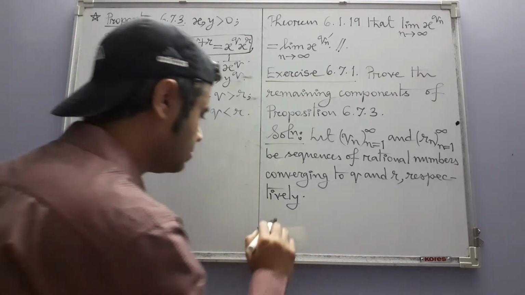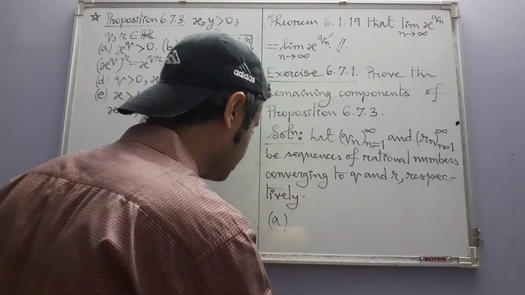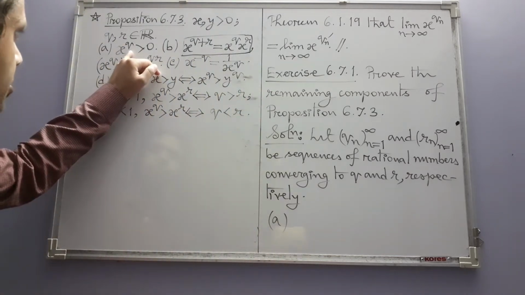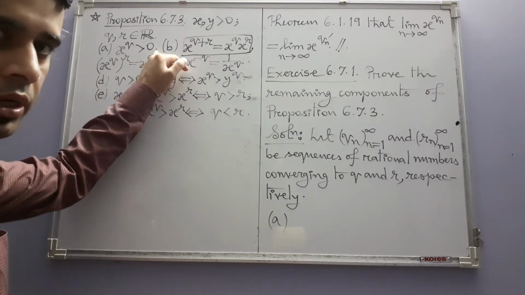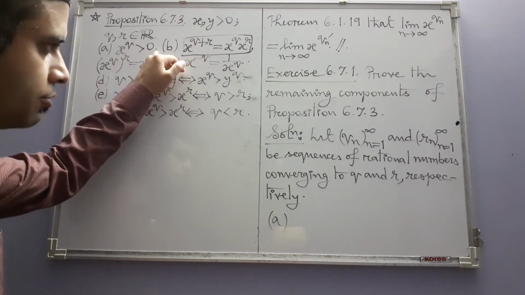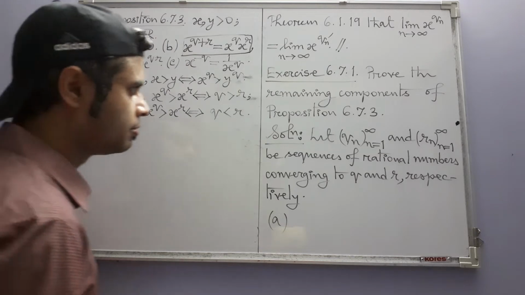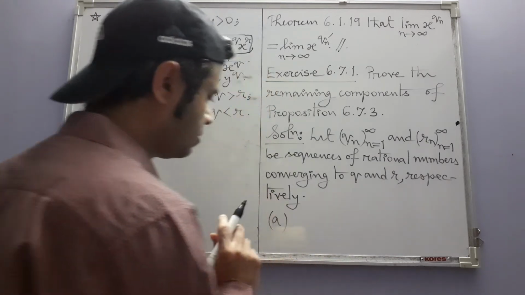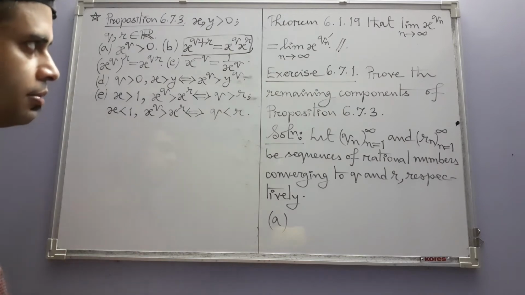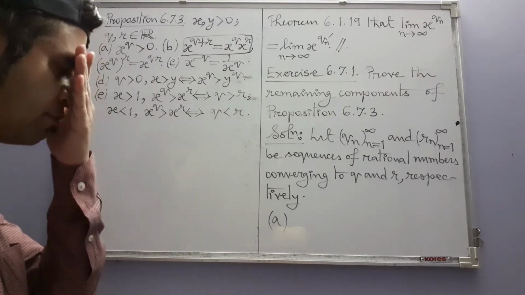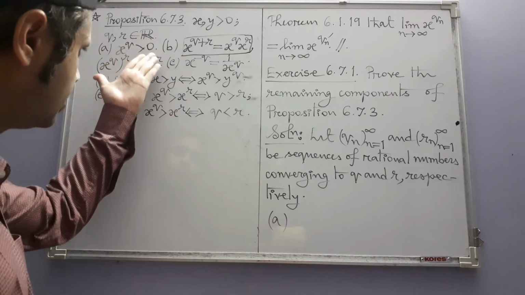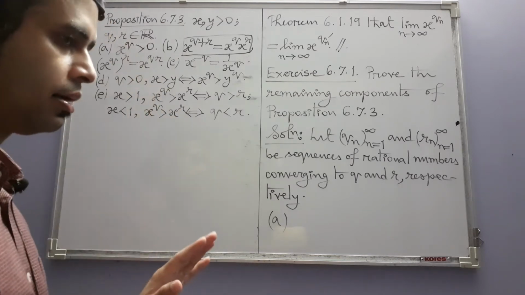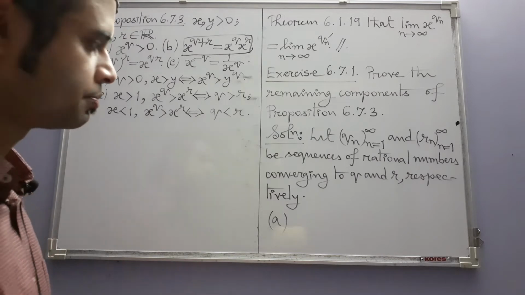Okay, now we start solving part A. In part A we have to prove that this power, x to the power q, is positive. So we take the help of Lemma 5.6.9, which deals with precisely these things, but where the exponents q and r are rational numbers.